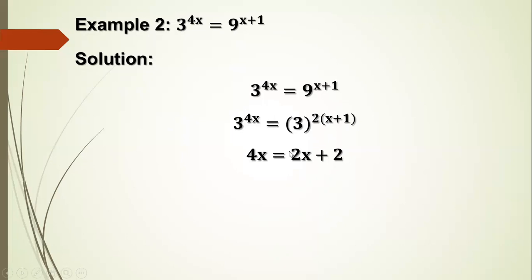And then using the addition property of equality, or simply transpose terms to other sides. So pwede nating sabihin na yung ating 2x transpose natin to the left. So we have 4x minus 2x equals 2. And then simplify, we have 2x equals 2. And using the multiplication property of equality, we have x equals 1. So meaning to say, 1 as the value of x will satisfy this exponential equation.